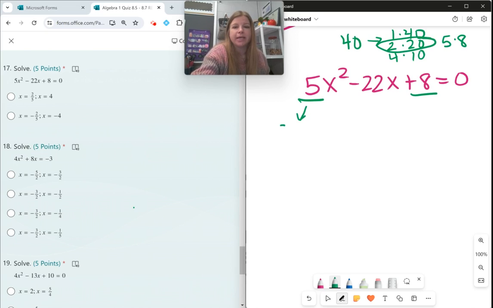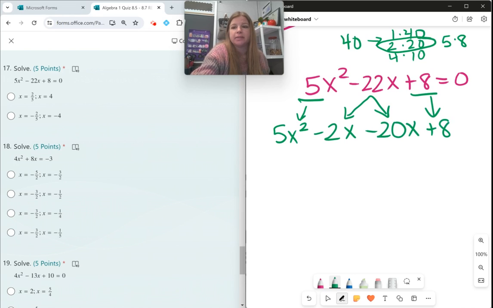So we bring down the first term. We break apart -22x using the 2 and the 20. So a -2x and a -20x. And then we bring down positive 8. We now do our factor by grouping. So first two terms, all I could factor out is an x. So I'm left with 5x minus 2.